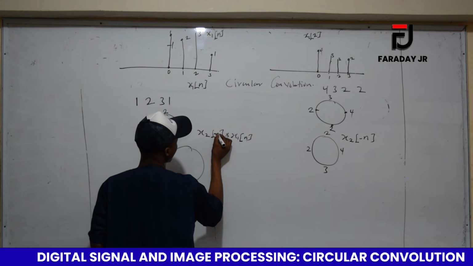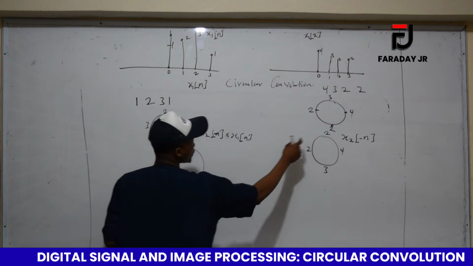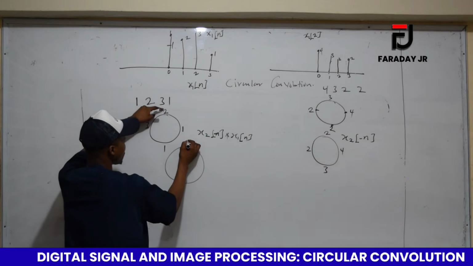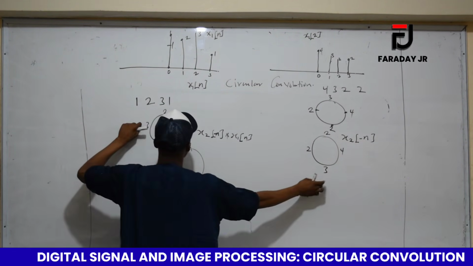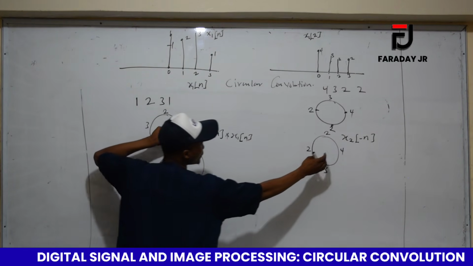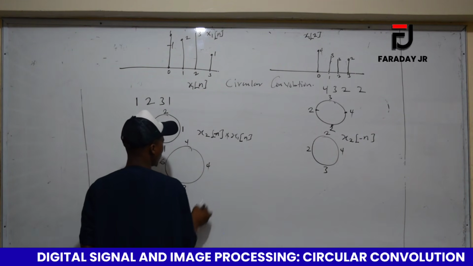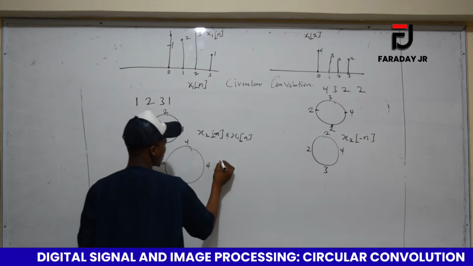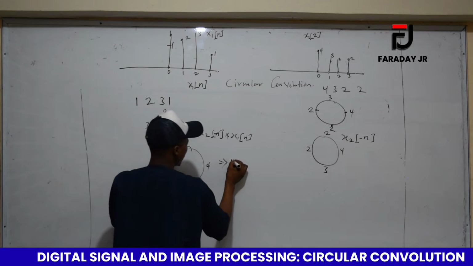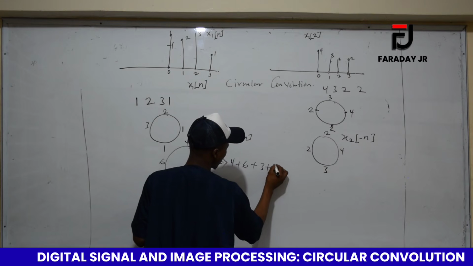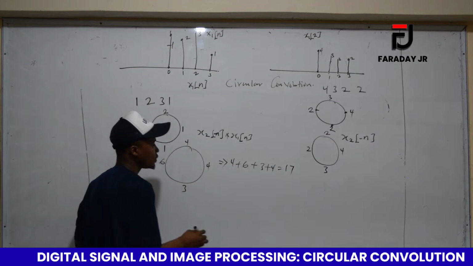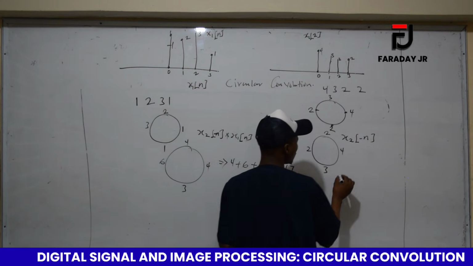So this one multiplied by this will give us what? 4. This one multiplied by this will give us what? 6. This one multiplied by this will give us 3. And finally, 4 multiplied by 1 will give us what? 4. After that, we add what we have here, which will give us what? 4 plus 6 will give us 10, right? Plus 3 plus 4, that will give us 17.